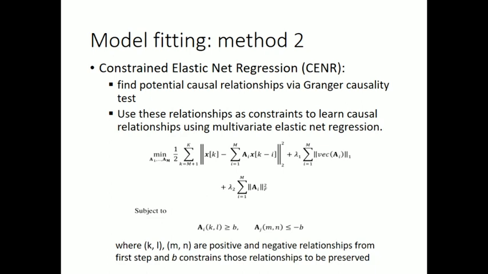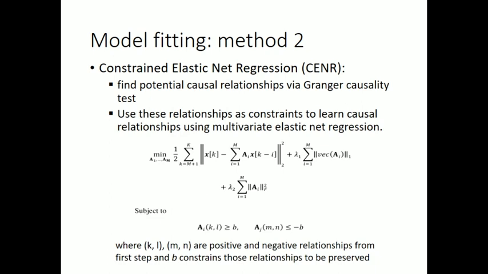I'm not showing it, but we did standard analysis to show which proteins seem to have a Granger causality relationship with each other, and then thresholded that based on a bootstrapping approach. Then for those causal relationships, we asked, let's make sure those are preserved in the inference of the overall graph, and we did that by forcing them in the A matrix to have a value either greater than or less than some threshold, some constraint, and then just did normal elastic net regression.